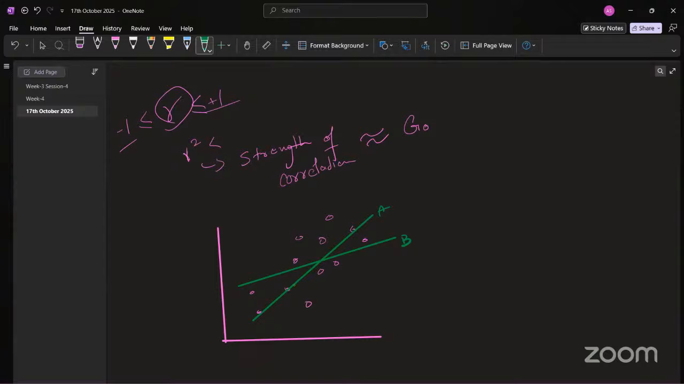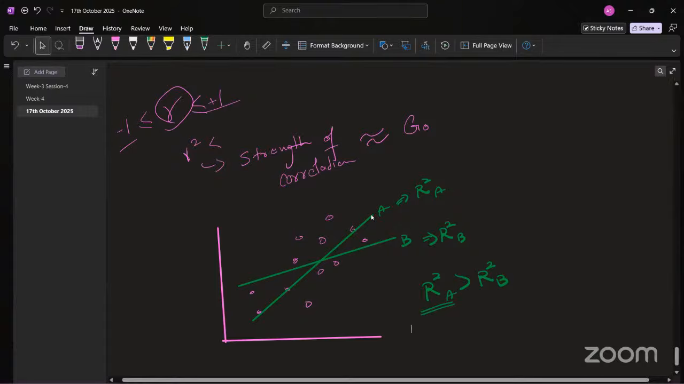Now suppose you calculate R square for A, and you calculate R square for B. You will find that R square for A will be greater than R square for B. Are you getting this? Okay, sir. So R square gives you some idea about which line is a good fit, the goodness of fit.